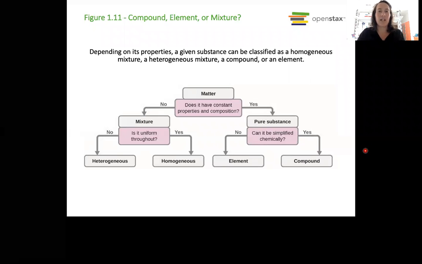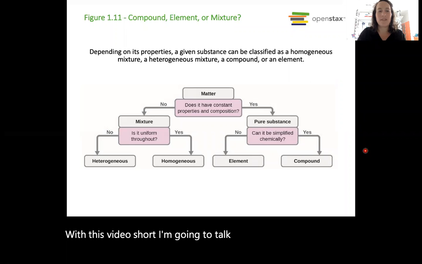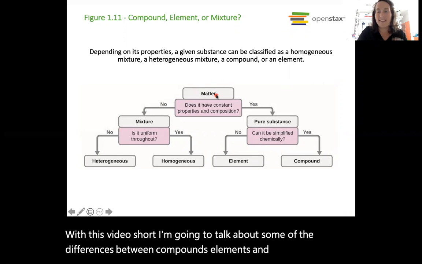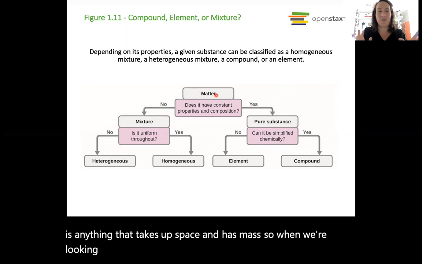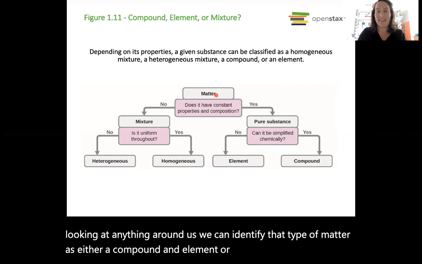With this video short, I'm going to talk about some of the differences between compounds, elements, and mixtures. Okay? So matter is anything that takes up space and has mass. So when we're looking at anything around us, we can identify that type of matter as either a compound, an element, or a mixture of something.